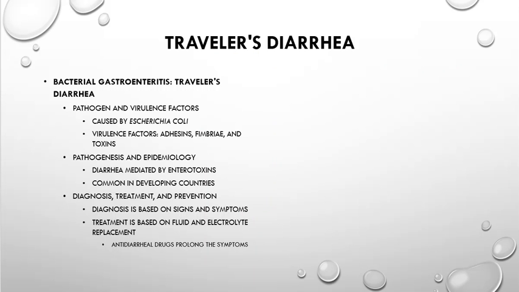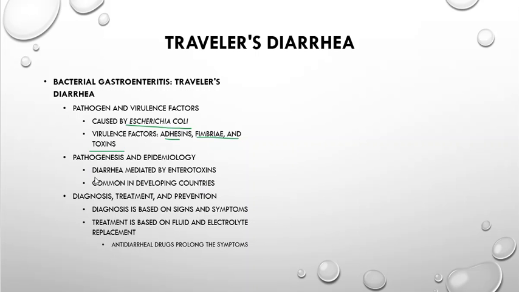Traveler's diarrhea. E. coli is infamous for causing this. Oops, gotta get my pen back. There are many types of E. coli, different strains. The virulence factors are adhesions, fimbriae, and of course toxins. And there's actually a type of E. coli that produces a Shiga toxin.